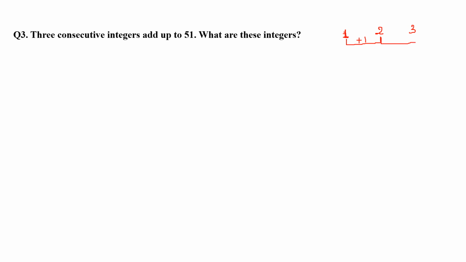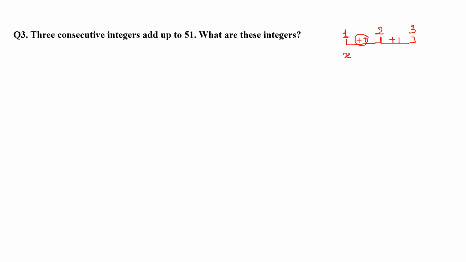Same way, in 2 how much will I add to get 3? So again I have to add 1 in 2. Then I will get the next consecutive integer, isn't it? But I don't know where the 3 consecutive integers start from. So I will assume let my first consecutive integer be x. And I have seen here that to get the next consecutive integer, I have to add 1 to the previous one.